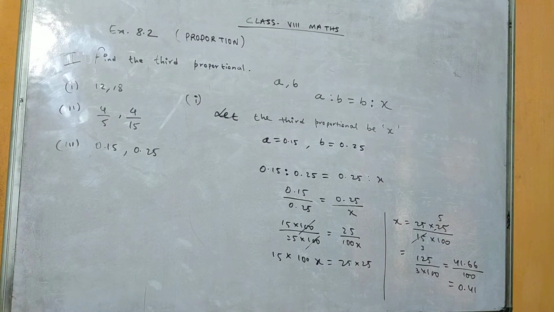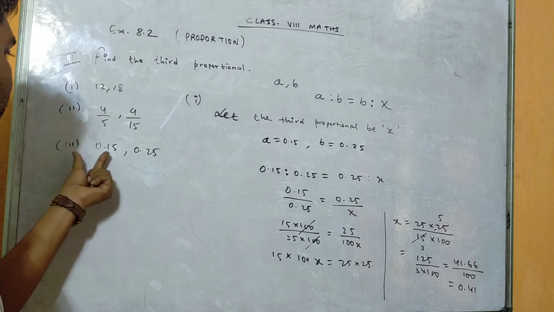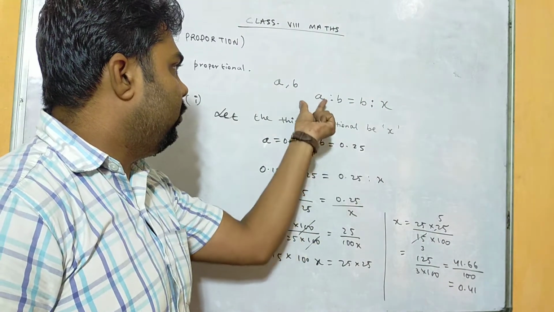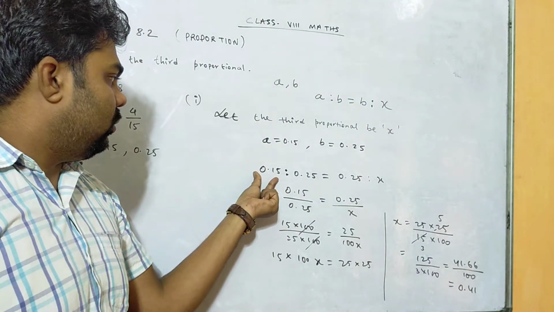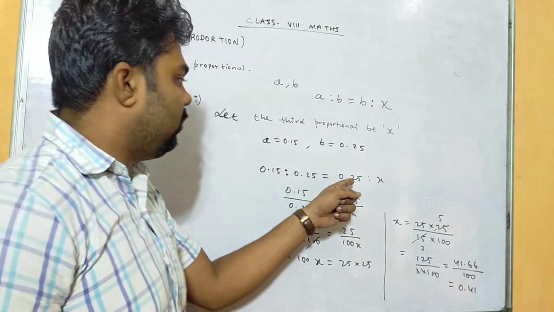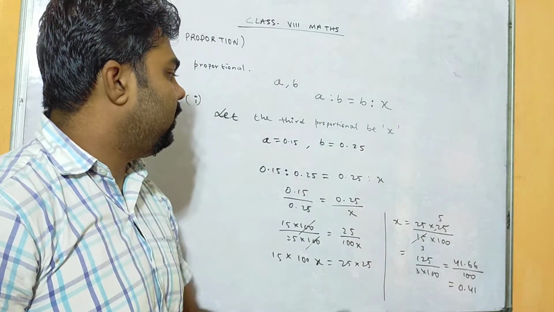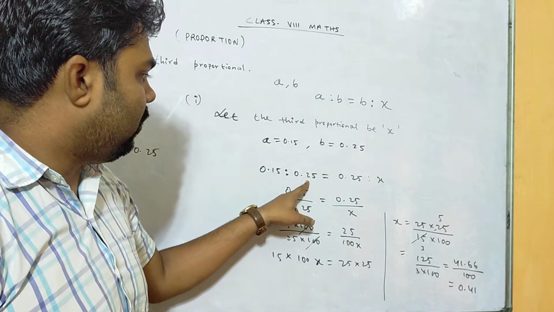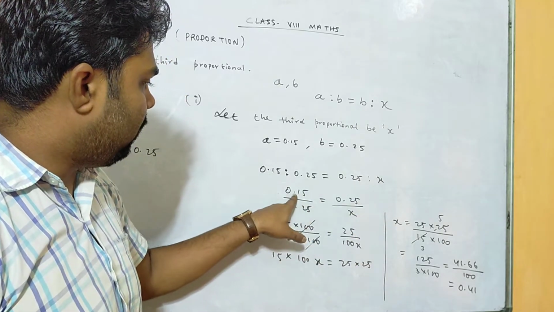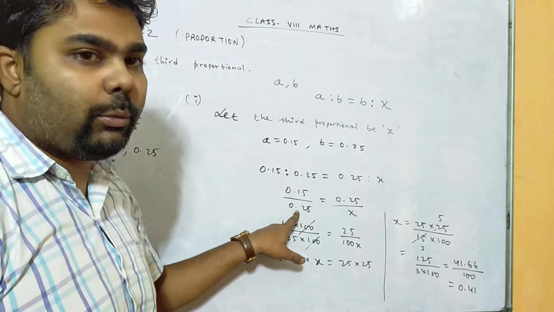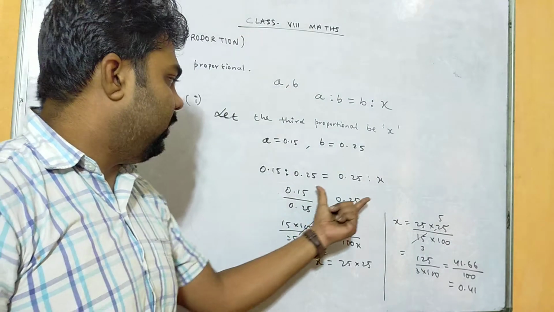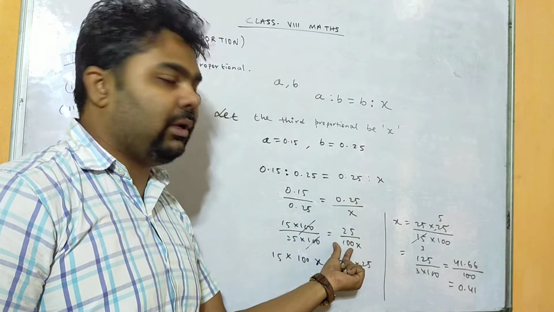Next question, we have 0.15 and 0.25. Okay, we have to find the third proportion. So a is 0.15, b is 0.25. We will use this formula again. So 0.15 is to 0.25 equals to 0.25 is to x. Same format, right? So 0.15 by 0.25, 0.25 divided by x. Now if you remove the point here, 100 will come down. If you remove a point from here, then 100 will go up, right? Both the hundreds will get cancelled. Then here 0.25, this point will go, then 100 will be coming down again here.